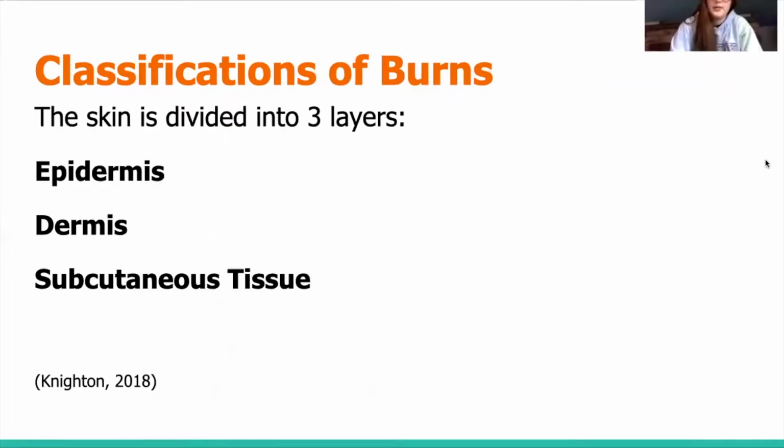Okay, so for classification of burns, I'm going to start with the 3 layers of the skin. The skin is divided into 3 layers: the epidermis, dermis, and subcutaneous tissue. The epidermis is the thin outer layer of non-vascular skin that is the thickness of a sheet of paper. The epidermis is made of epithelial cells that act as a protective barrier to the skin, contains fluid and electrolytes, helps with temperature regulation, and keeps harmful agents from entering the body.